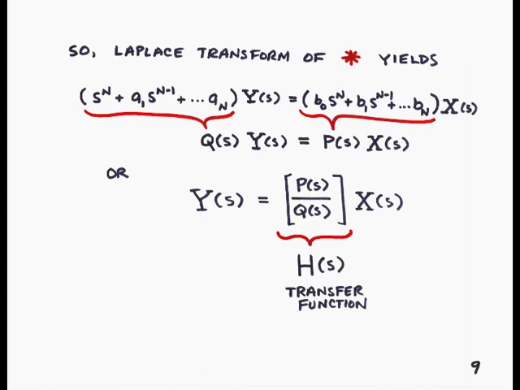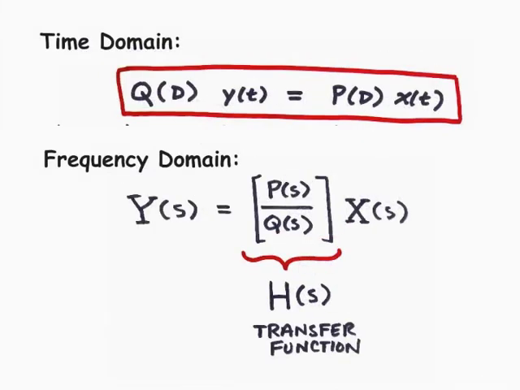So in the zero state case, we have a very nice relationship between the time domain and the frequency domain. In the time domain, we have Q(D) y(t) = P(D) x(t). And in the frequency domain, we have Y(s) equal to the transfer function P(s) over Q(s) times X(s).